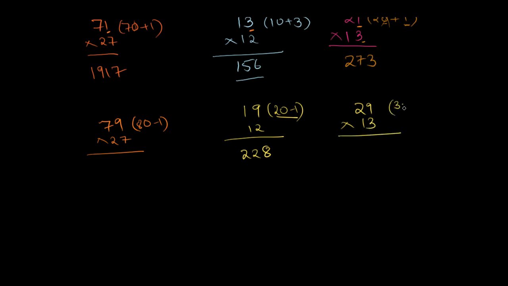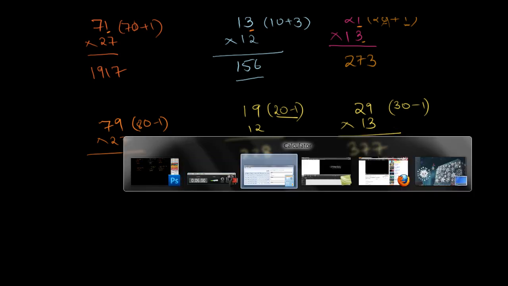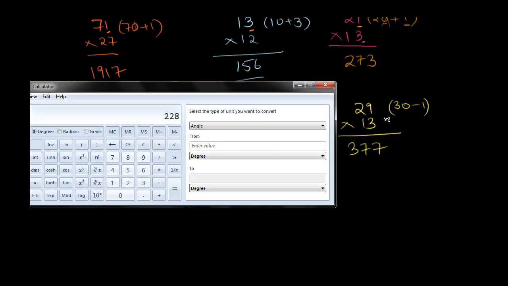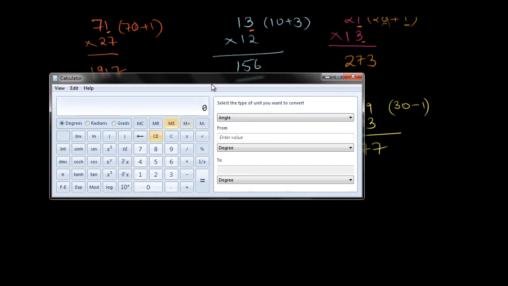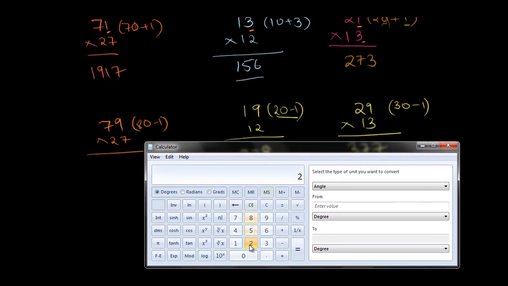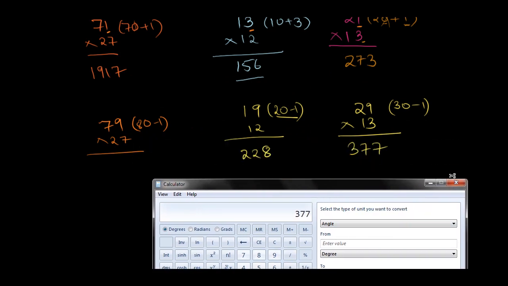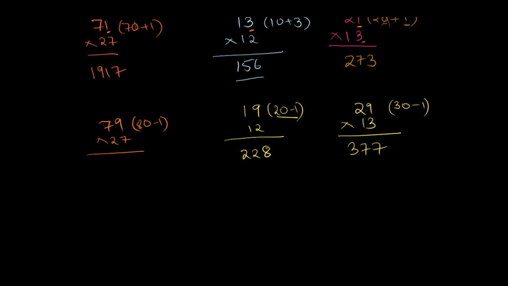What is 29 times 13? Again, this is 30 minus 1. And this is 39, 30 plus 9. So 390 minus 13. 390 minus 10 is 380, minus 3 is 377. And this should be the answer. And let me confirm it with my calculator. Very, very trusty calculator of Windows. Let me confirm it. What was the problem? It was 29 times 13. Bear with me if you're getting bored. It's 377, yes. I thought for 1 second that I was wrong.